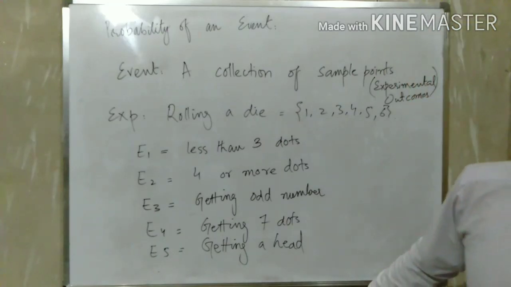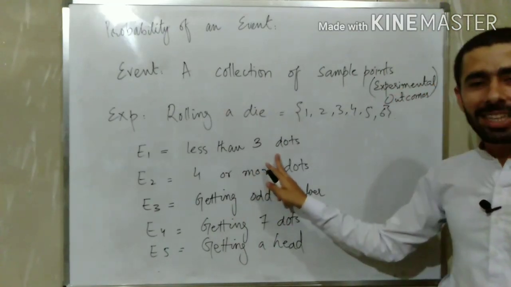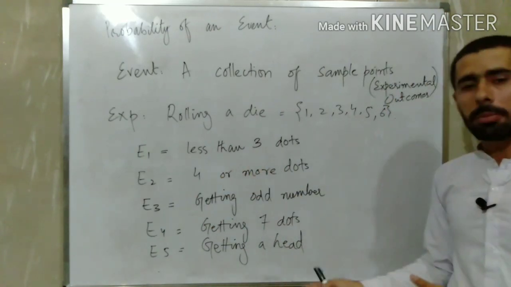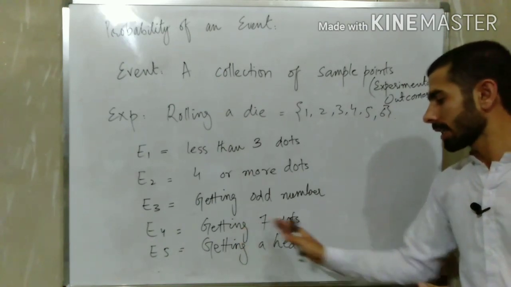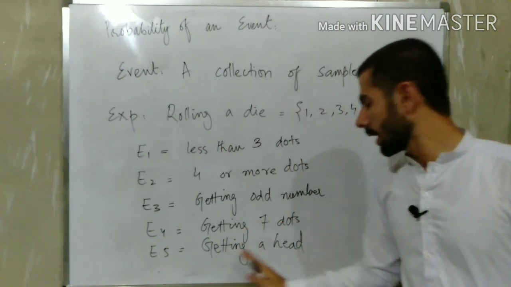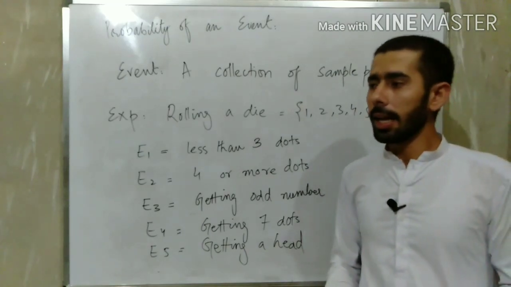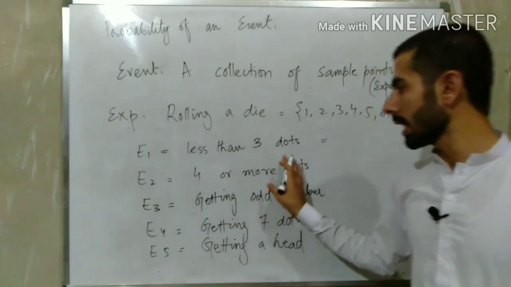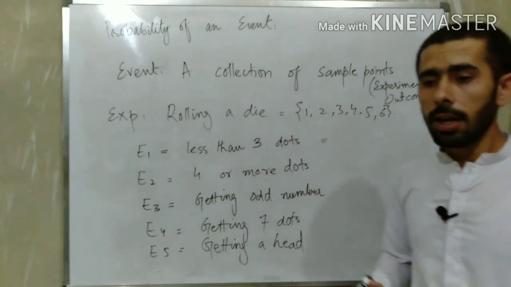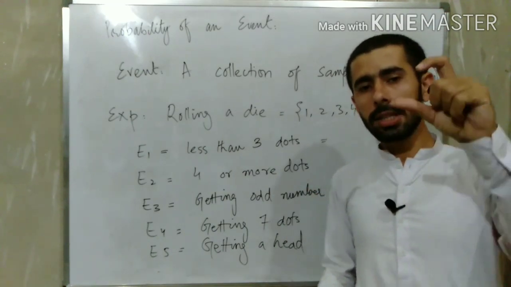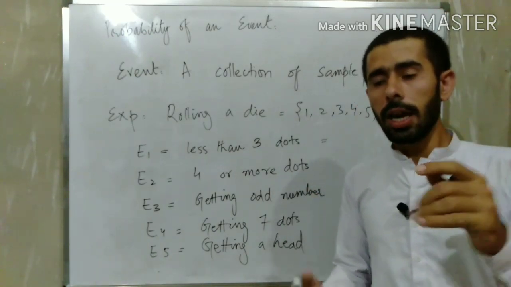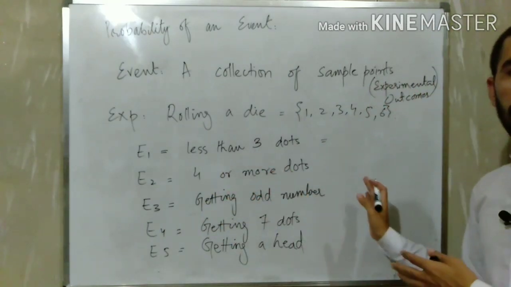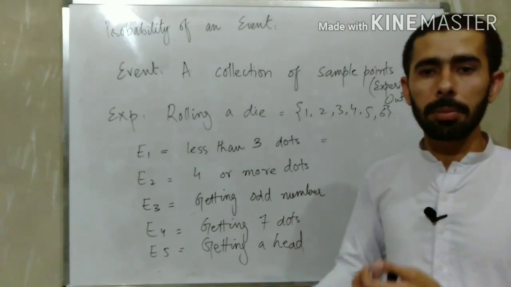So getting less than 3 dots on the face of the die, or getting 4 dots or more, getting an odd number of dots, getting an even number of dots, getting 7 dots on the face of a die, or getting a head while we are rolling a die. We may write all the possible outcomes that can satisfy each condition. While we are defining an event, we are prescribing a certain condition, some situation, and all the possible outcomes which can fulfill the need of that situation are the elements of that event, the members of that event.